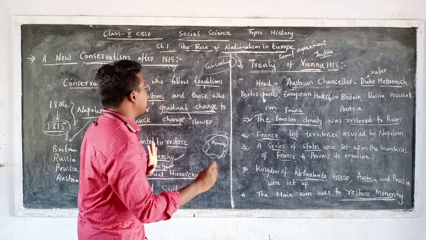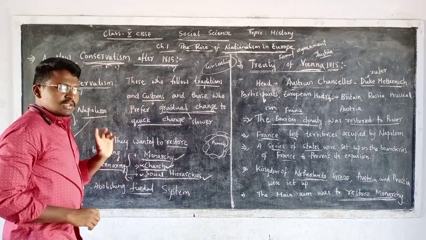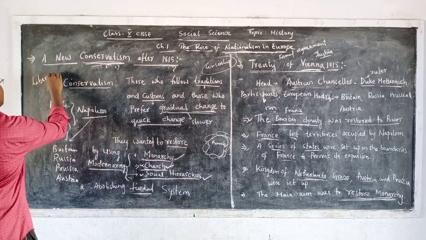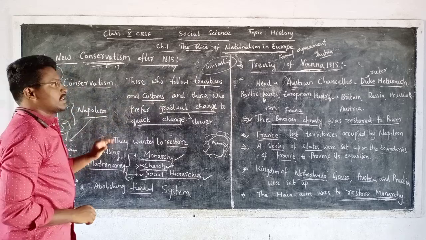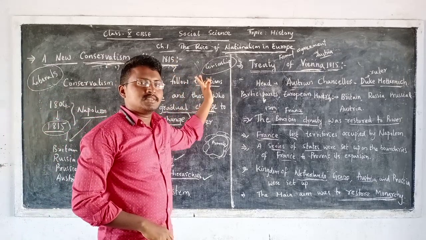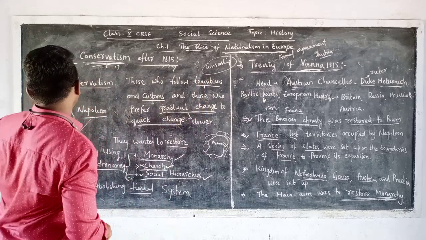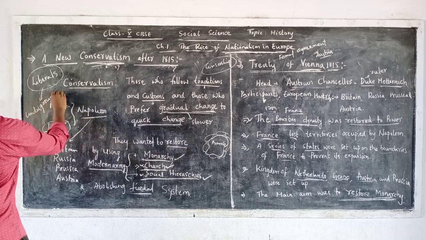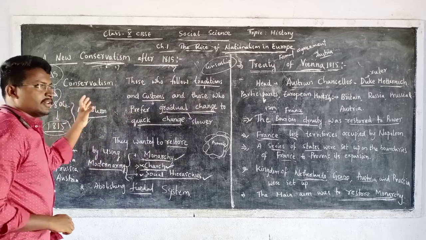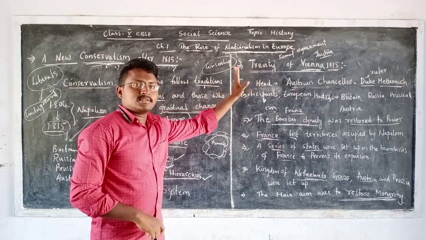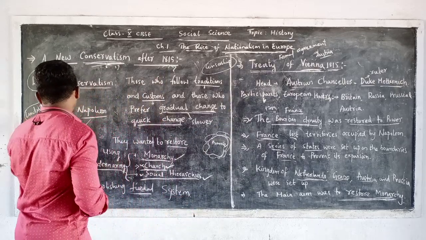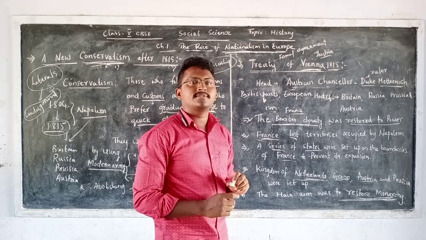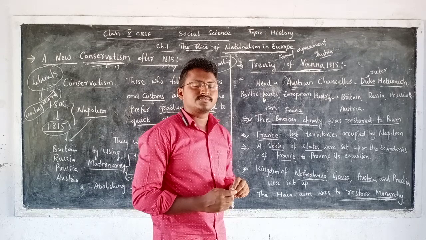So by seeing all these activities of conservatives, the liberals, about whom we have discussed in the last lecture, were very afraid of these conservatives. Therefore, these liberals started going underground. That means they were afraid by seeing the activities of these conservatives. So therefore, they went underground. But even after going underground, some of the people, some of the revolutionaries, still continued this revolution.